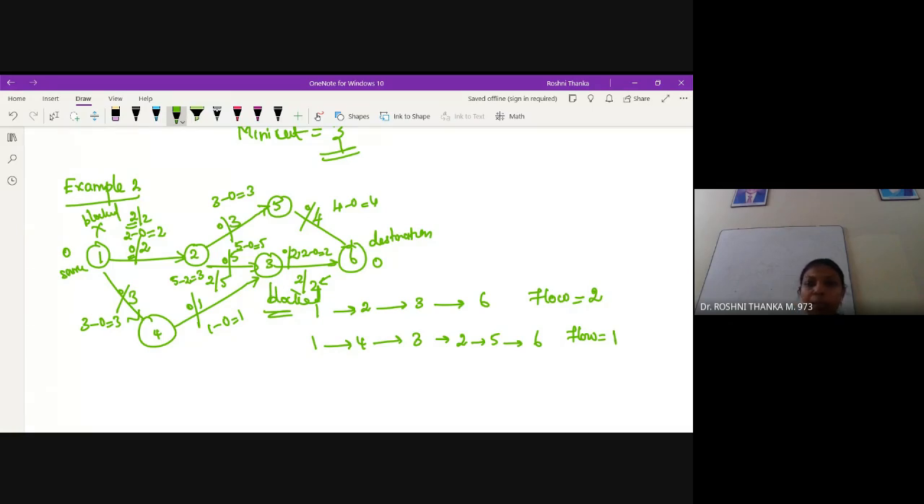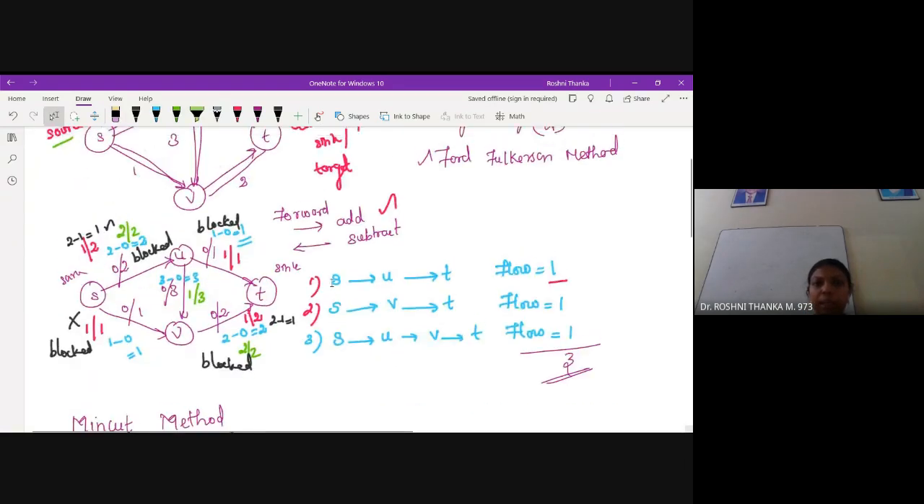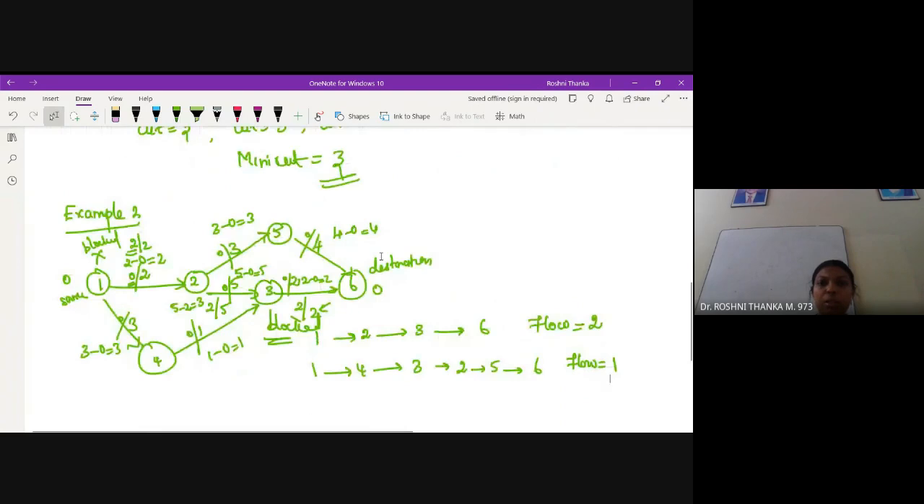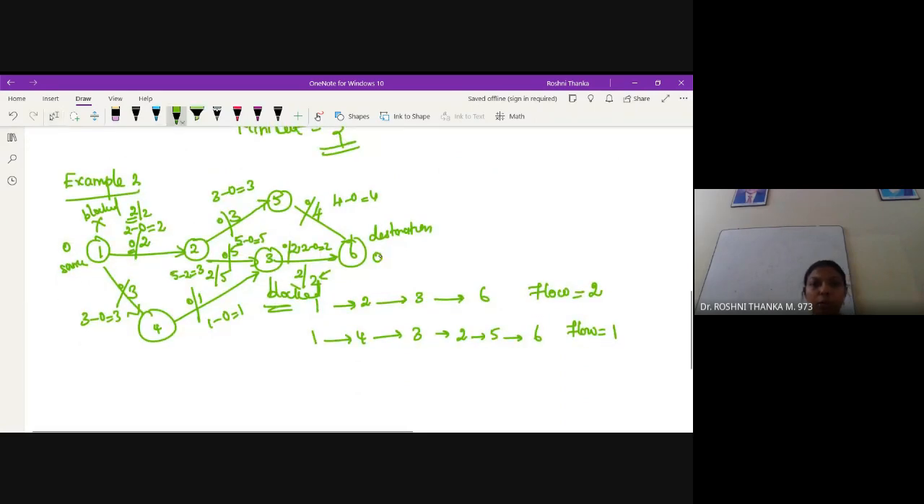And then what we learned is this flow should be added. If it is a forward flow, then we have to add it. If it is a backward flow, we have to do the subtraction. So if you see here, 1 to 4 is a forward flow, so we have to add this 1 to this. So when I add, it will become 1 by 3. And here, when I add, it becomes 1 by 1.